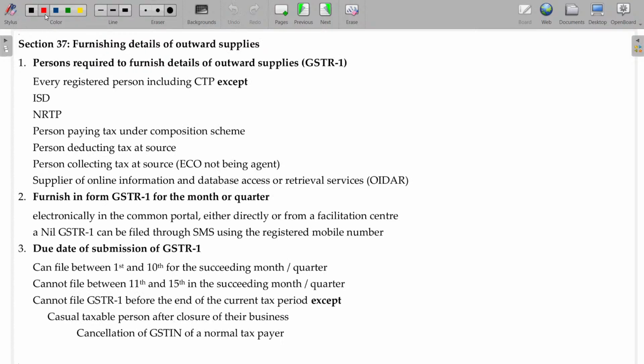Section 37 is all about what? Furnishing the details of outward supplies. I already told you, month on month you have to file the return. GSTR 1 by default, month on month. It seems to be very hectic. Then a relaxation is given. The relaxation comes under QRMP. Quarterly return, monthly payment.